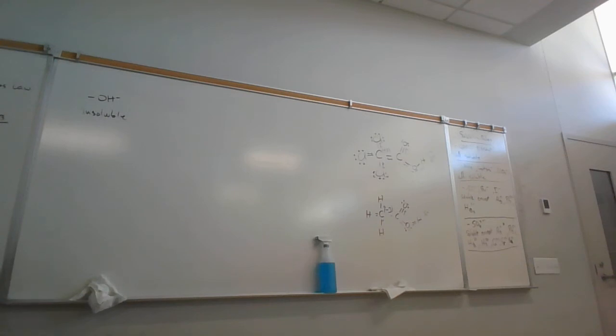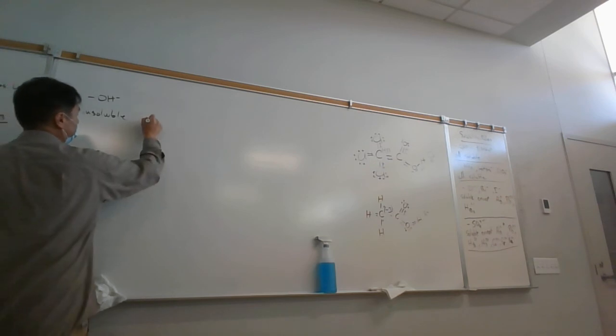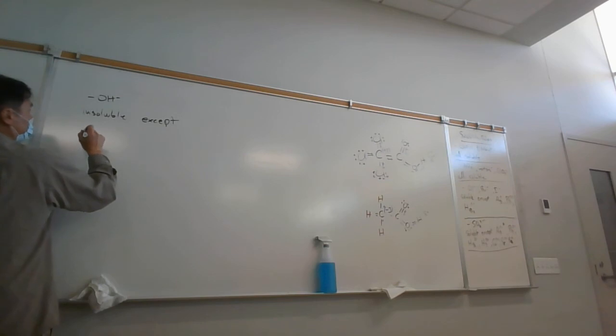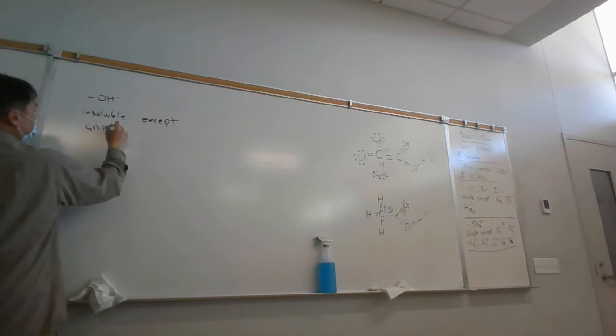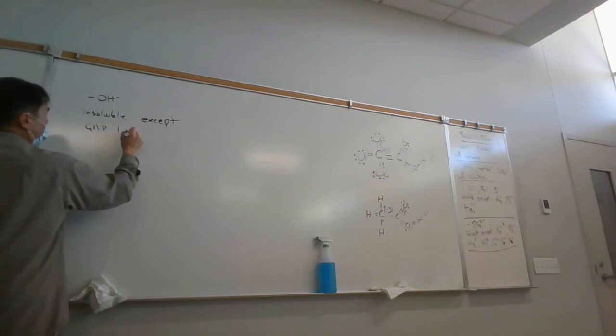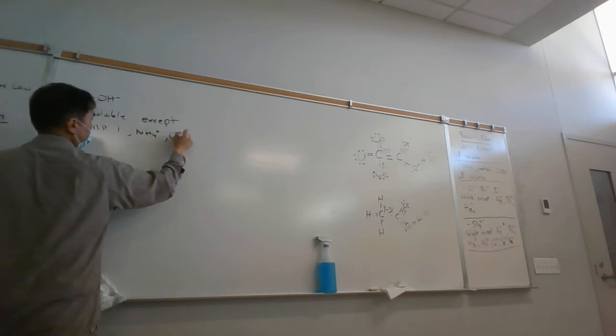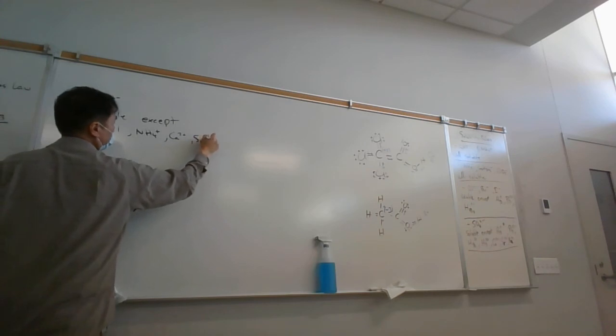And so if we have oxygen, then we have that negative charge on oxygen. It gets a little bit bigger, but still it's pretty small. And so hydroxides are insoluble, except for group 1, ammonium, calcium, strontium, and barium.